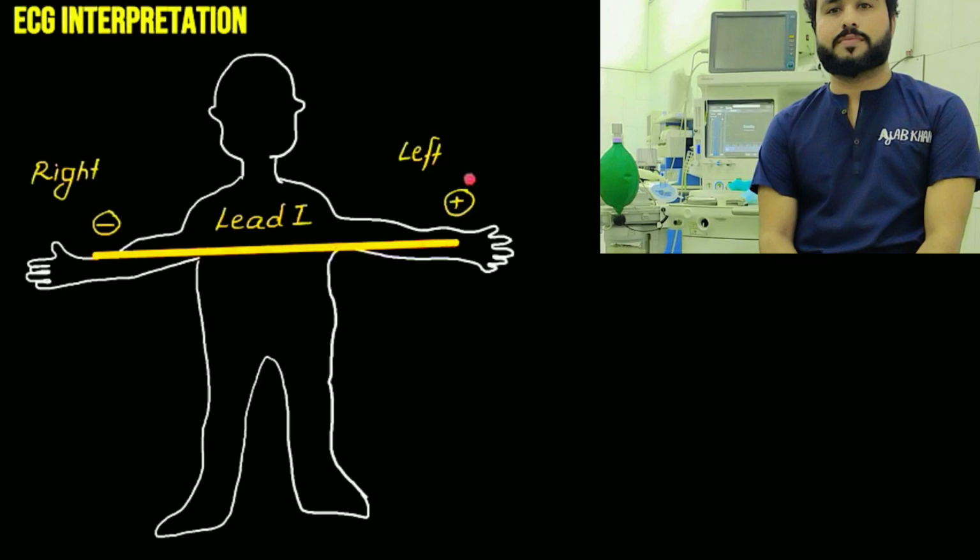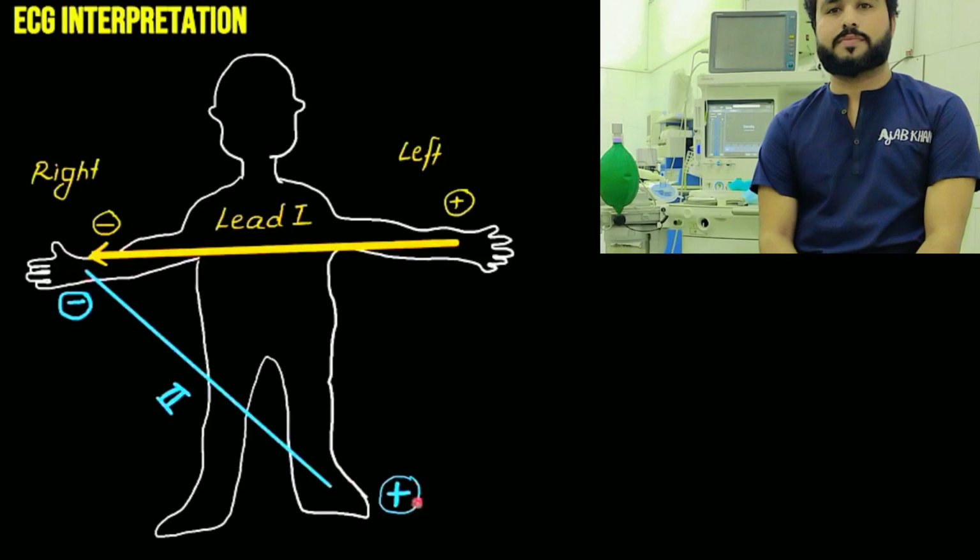Now remember, this positive electrode acts as a camera, and this positive electrode is basically the electrode that is looking at the heart from the positive direction to the negative direction. So the positive electrode always acts as a camera, and it is looking towards the negative side, and it is capturing the electrical activity of the heart. Now same applies for lead 2. In lead 2, we place the positive electrode on the left foot of the patient and we place the negative electrode on the right arm of the patient.